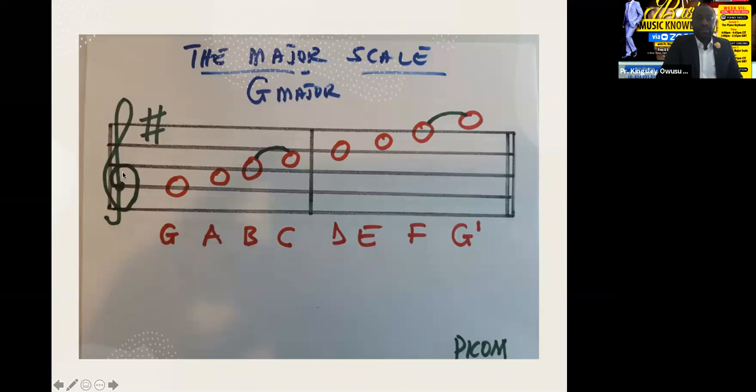So from the second line we have G, then the space A, line B, space C, line D, space E, line F, and then space G. As with all major scales, we have what we call tone, tone, semitone, tone, tone, tone, semitone.